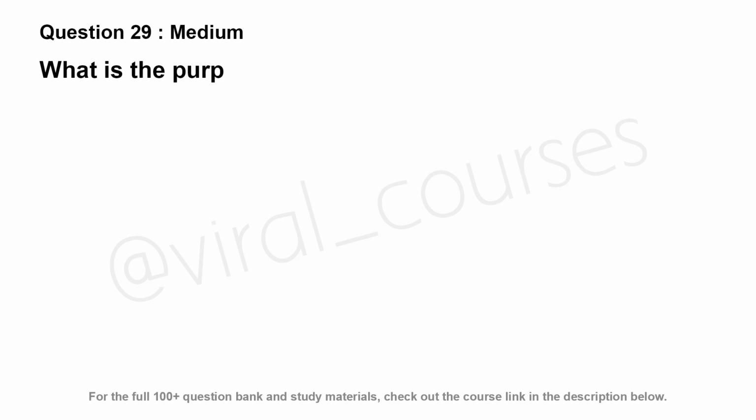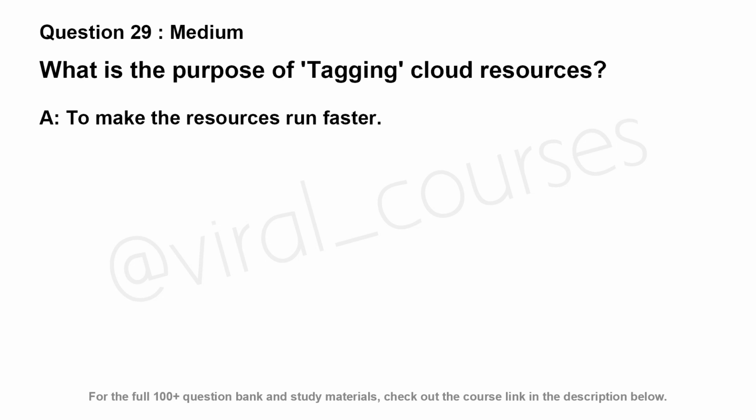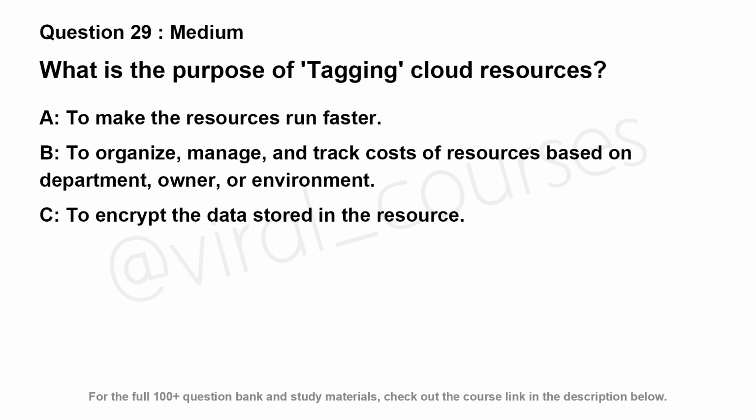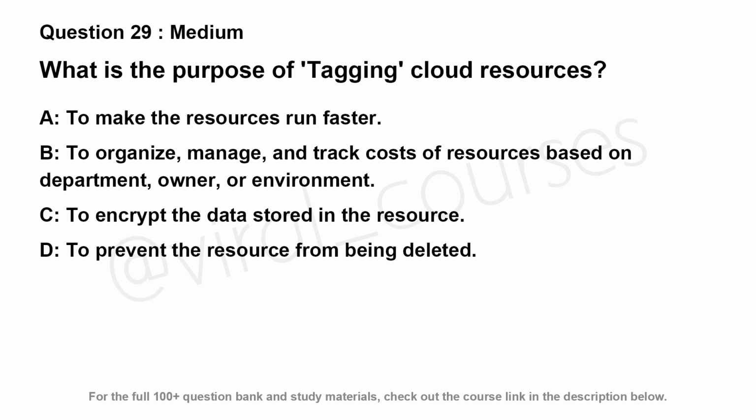What is the purpose of tagging cloud resources? Option A, to make the resources run faster. Option B, to organize, manage, and track costs of resources based on department, owner, or environment. Option C, to encrypt the data stored in the resource. Option D, to prevent the resource from being deleted.